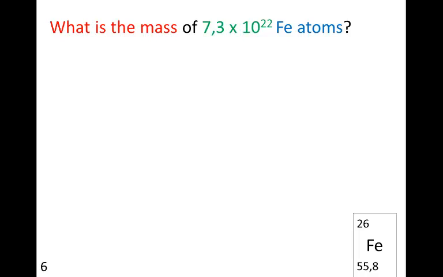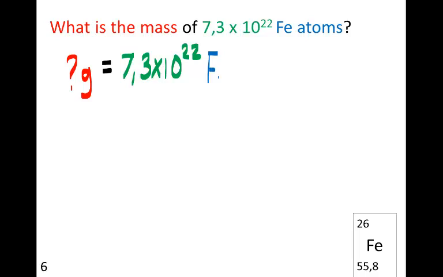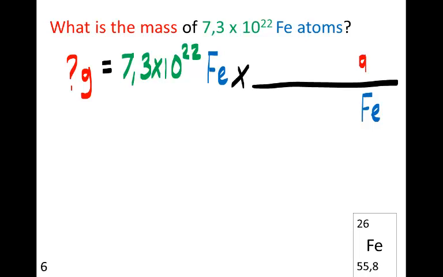Try this yourself before I show you the answer. What is the mass, how many grams, of 7,3 times 10 to the power 22 iron atoms? I can just write Fe because that means iron atoms. My unit factor must have iron atoms at the bottom. Notice it's not moles of iron atoms, it's iron atoms. And grams at the top.